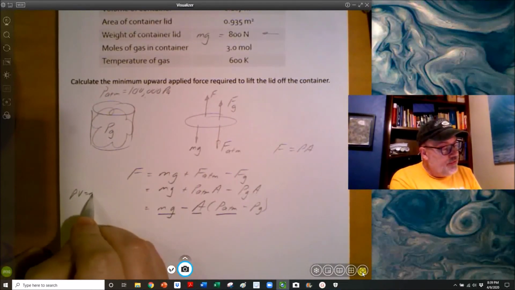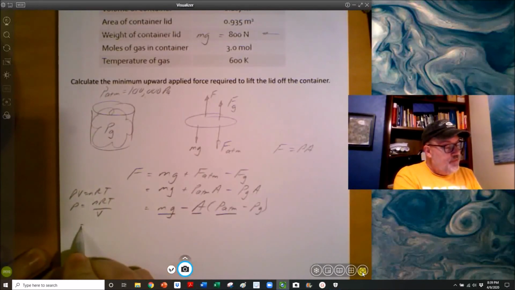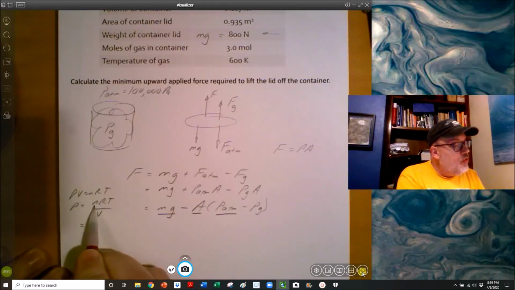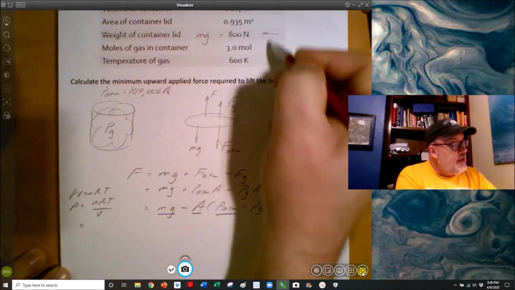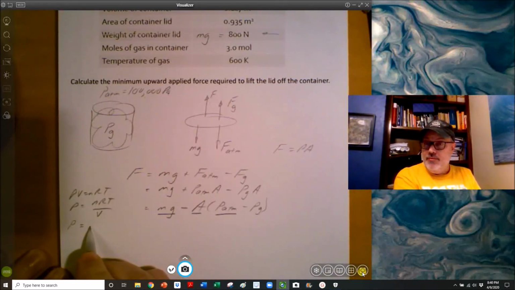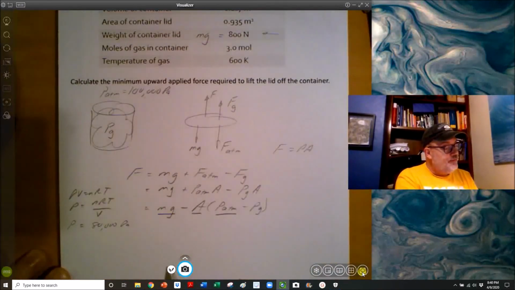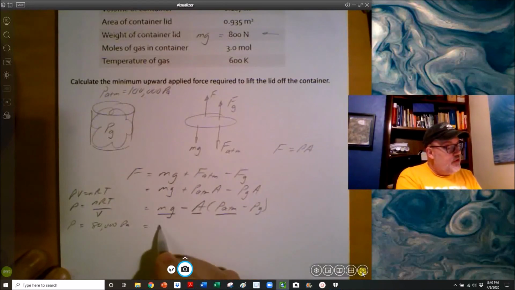PV equals nRT, or P equals nRT over V. And if we plug in, do we know all these things? Do we know the number of moles? Yes. R we know, temperature we know, volume we know. All right, so we take the numbers that we have and plug them in here. There's going to be a little bit of math, and you'll end up with approximately 80,000 pascals from all this information. So now we're able to finish our problem here.